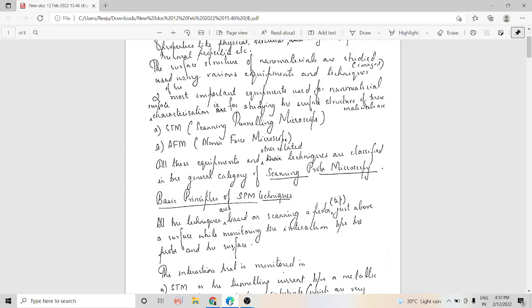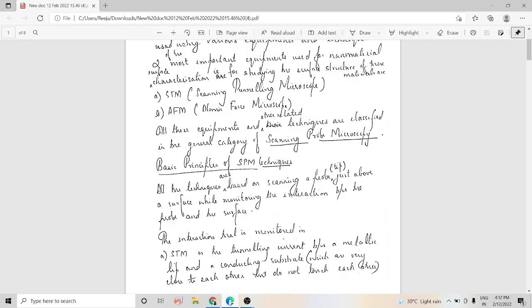So, in this chapter, today we are going to discuss a characterization tool which is used to study the surface structure of nanomaterials, that is, how the surface morphology of the nanomaterial is. The surface structure of nanomaterials is studied using various equipment and techniques, and the two most important equipments used for this purpose, to image the surface topology of the nanomaterial, are STM, that is scanning tunneling microscope, and AFM, that is atomic force microscope. So we are going to study imaging the surface topology of the synthesized nanomaterials. How is the surface structure?